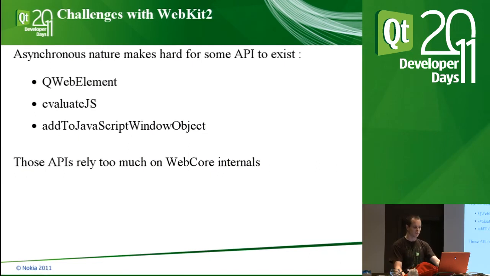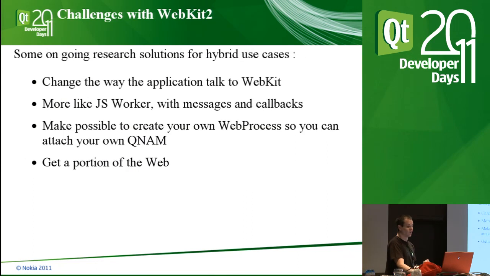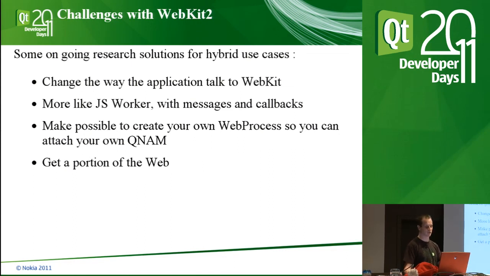Now, of course, we have to solve it. We know that hybrid applications and hybrid features of Qt WebKit are one of the strong points of WebKit. So now we're still looking at how we could solve those hybrid use cases. We don't have the big picture yet, but we're going to change the way your application is talking to WebKit. QWebElement, the way it exists today, is not going to be the same for WebKit 2, just because it's asynchronous.